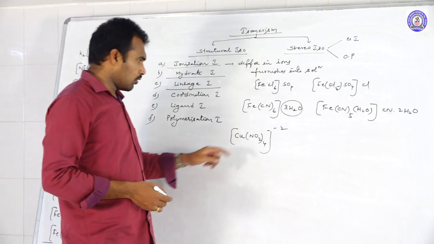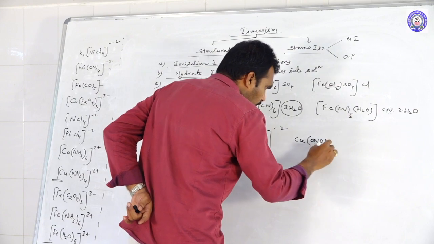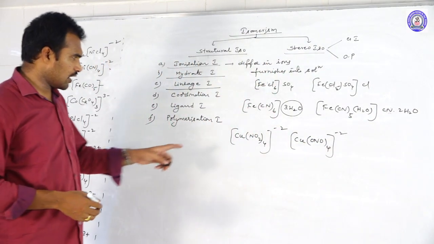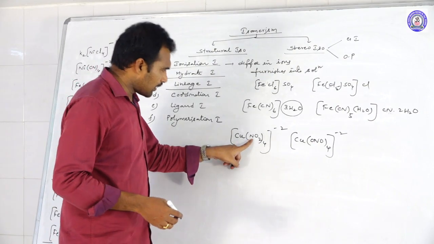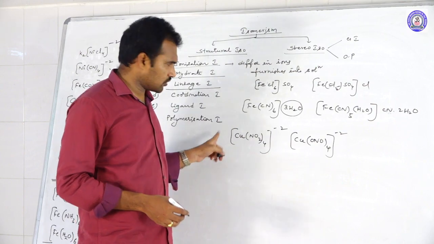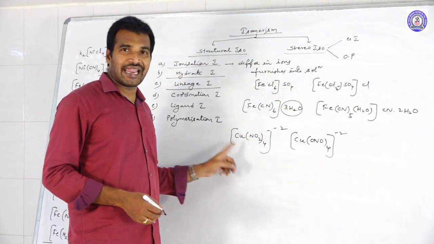Okay, take this combo and one more, CuONO4 minus 2. What is the difference now? What is the name of this one? This is nitrogen is donating the electrons, so N is directly linked to the nitrogen. Here oxygen is donating. I told you, if nitrogen is donating, N nitrito.